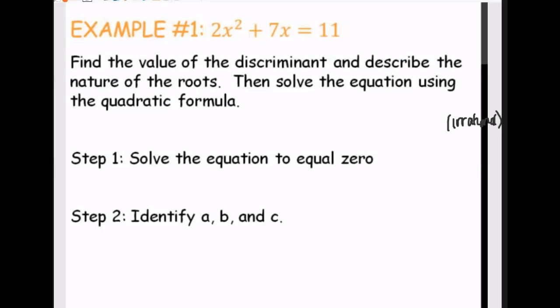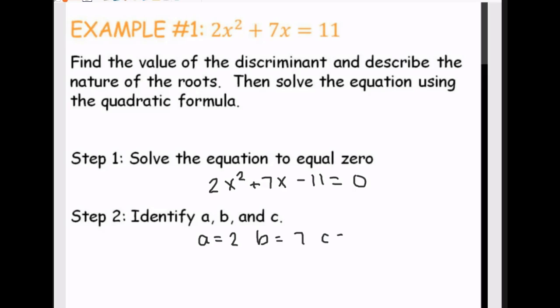Okay, so in that first example, we have find the value of the discriminant and describe the nature of the roots. Then solve the equation using the quadratic formula. So step number 1 is set our equation equal to 0. So what we're going to do is subtract 11 to the other side. So we have 2x squared plus 7x minus 11. Then you need to identify your a, b, and c.